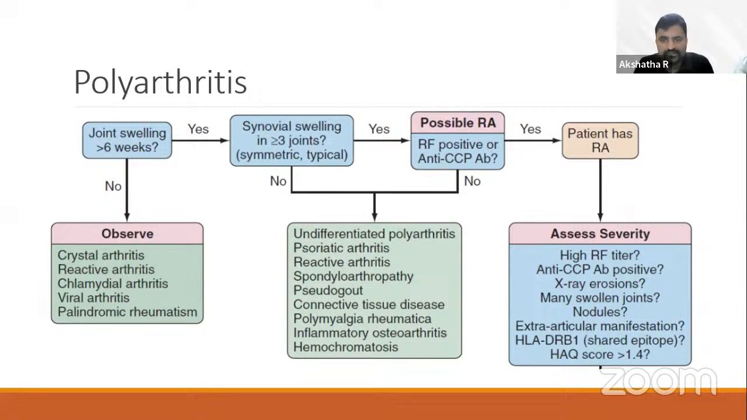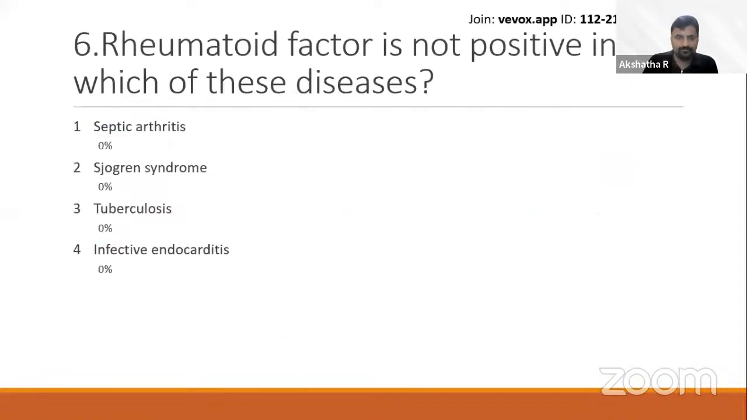And in chronic arthritis, we have to look whether it is symmetric or asymmetric. If it is symmetric, we have to look for possible rheumatoid arthritis and test for rheumatoid factor and CCP. And with that, we can make a diagnosis of rheumatoid arthritis. If it is asymmetric, then you have other differential diagnoses like reactive arthritis, spondyloarthritis, pseudogout, and various other diseases.